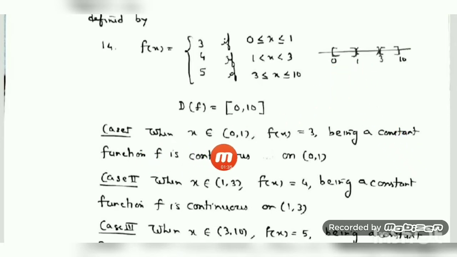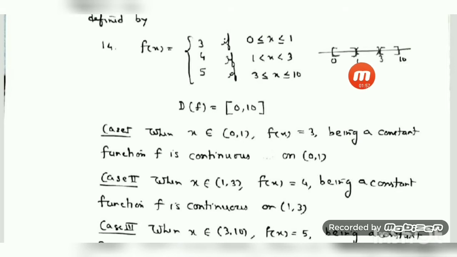Case 1, when x belongs to 0 to 1. Within the open interval 0, 1, the function is defined by what? 3. So f(x) equal to 3. And you see this is a constant function, and we know a constant function is continuous. So I have written the conclusion like this: being a constant function, f is continuous on the open interval 0 to 1.